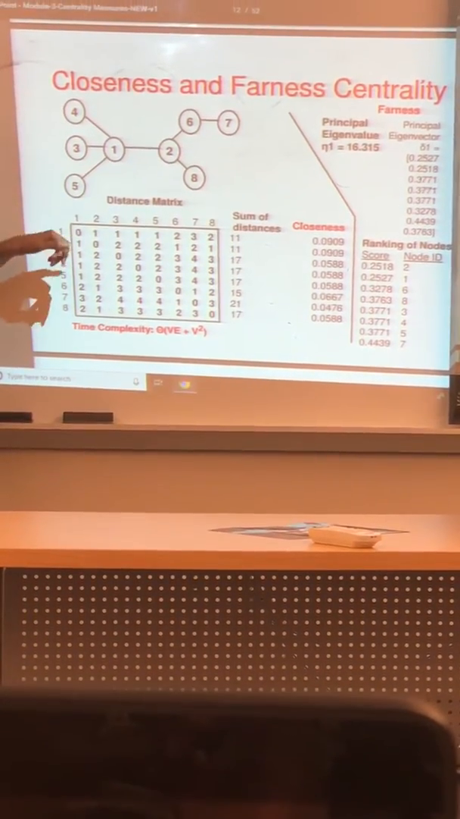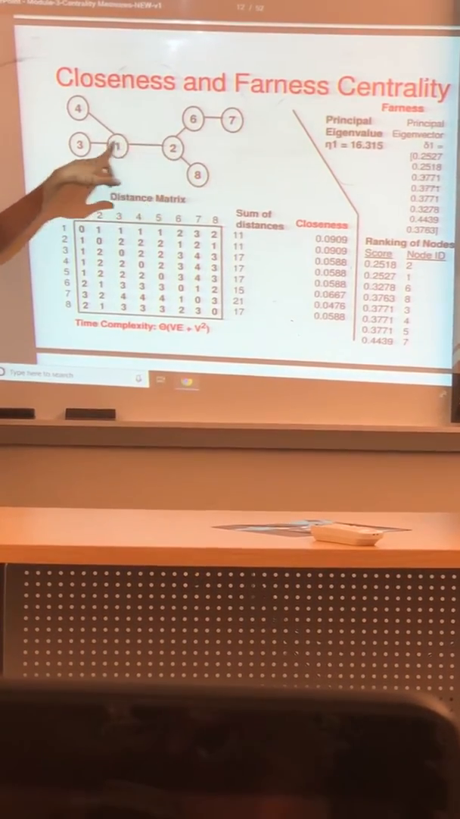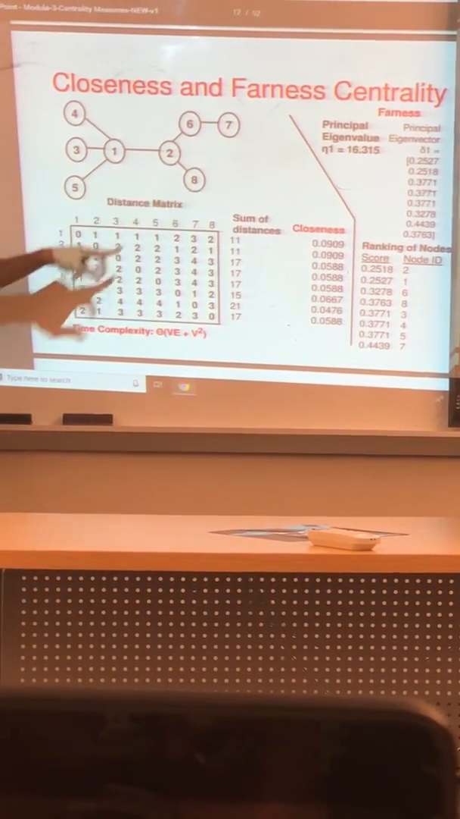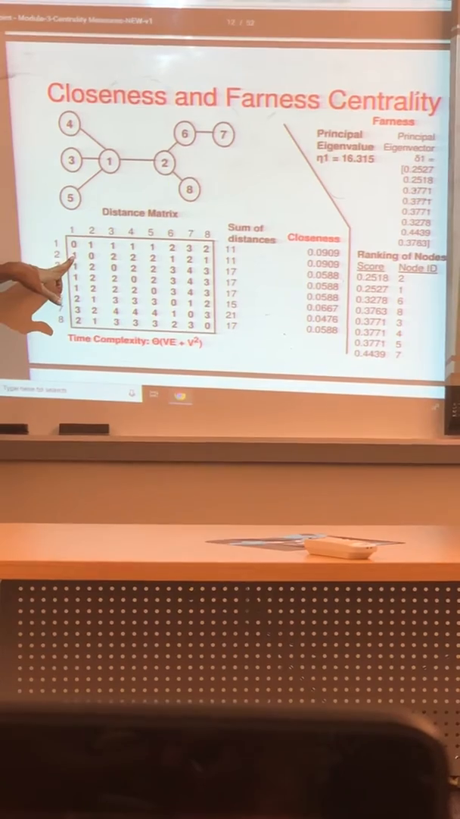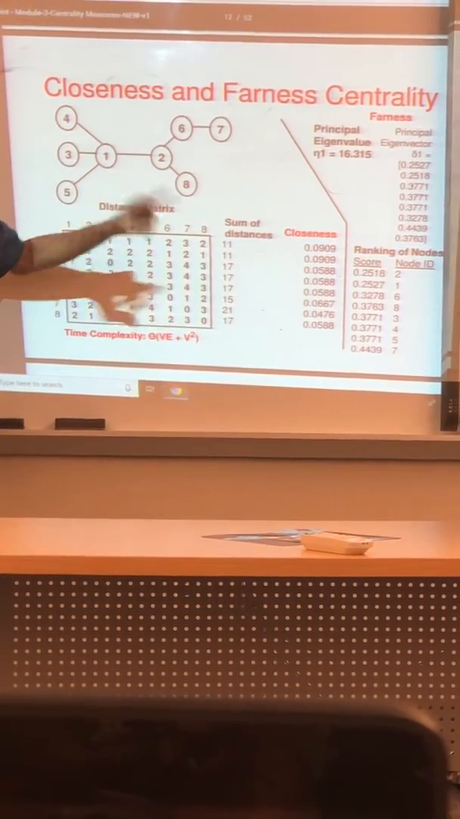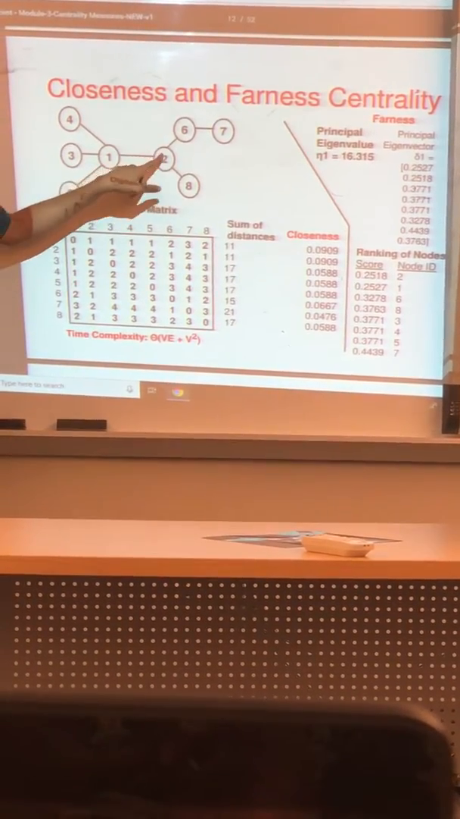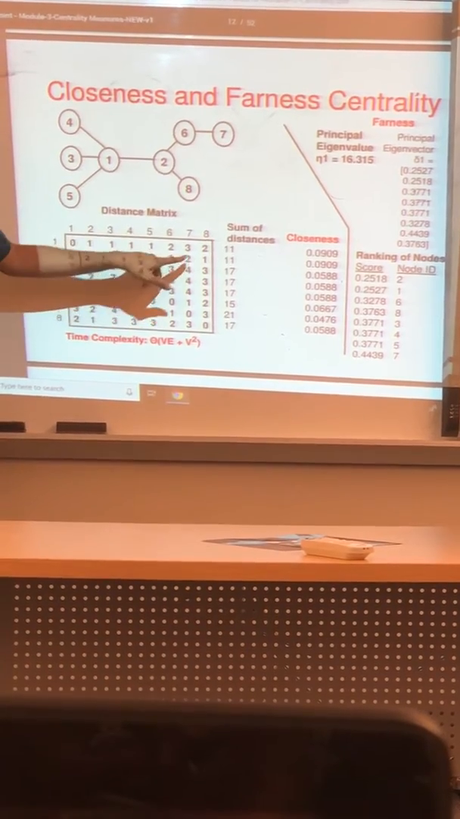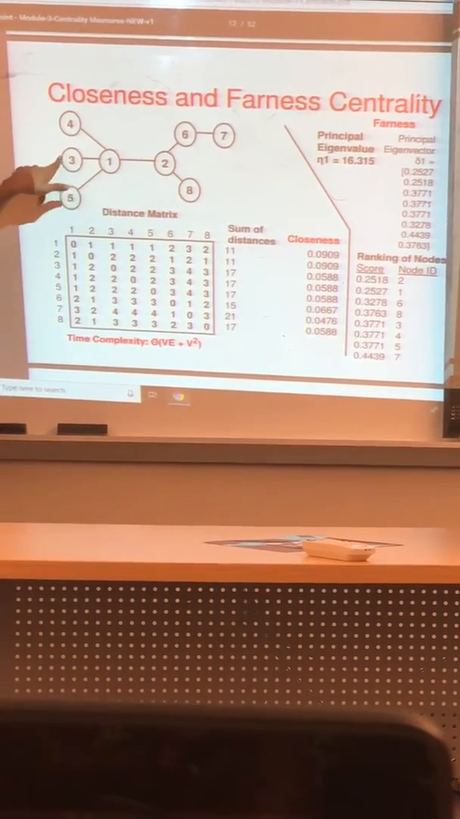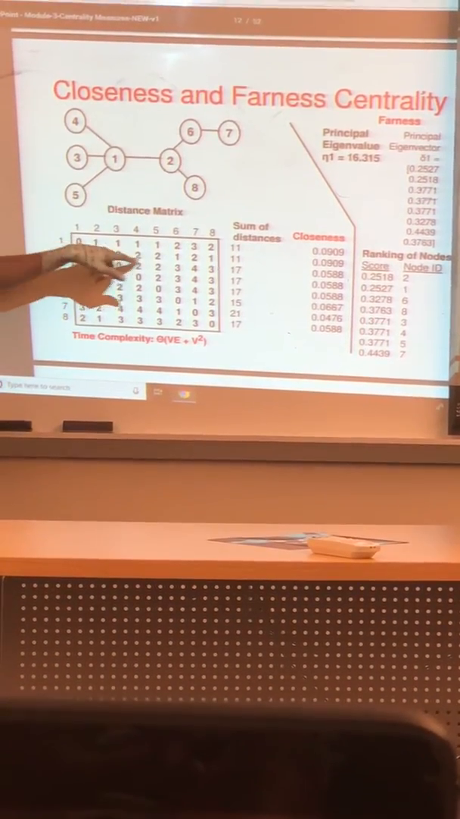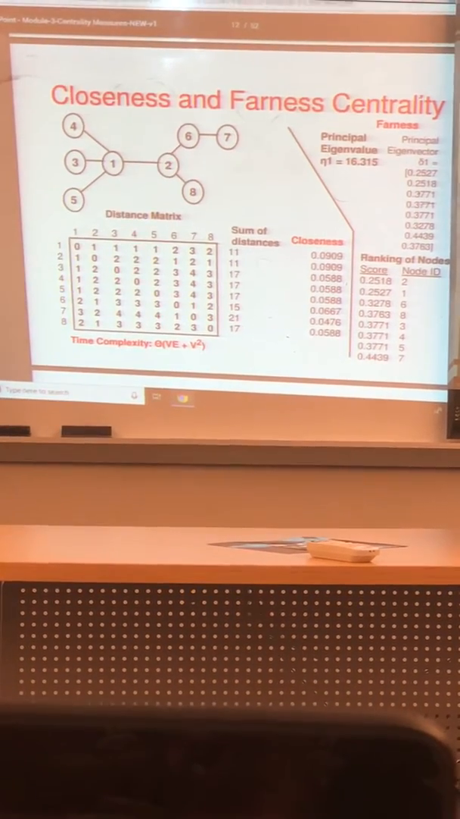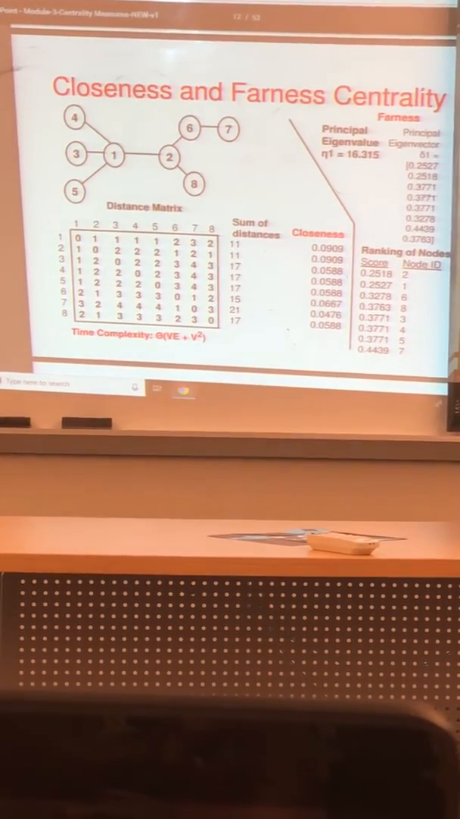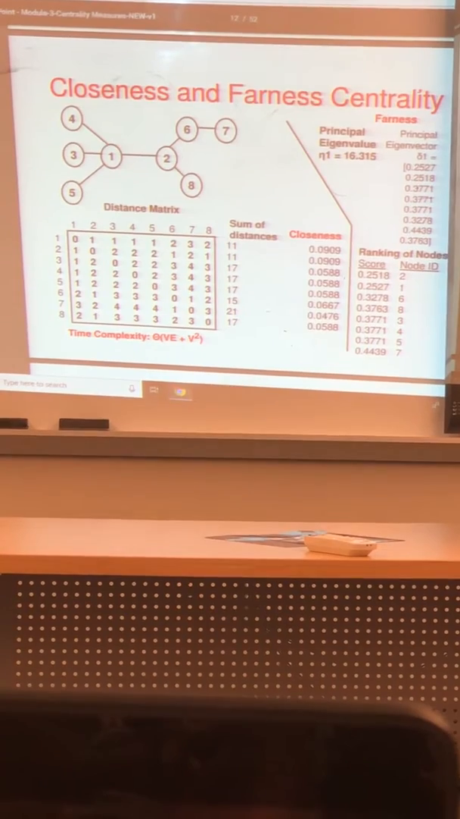Okay. So for vertex 2, vertices 1, 6 and 8 have distance 1. Then to 7 you have distance 2. Then also to 3, 4 and 5, you have distance 2. So that's the number of edges on the shortest path from vertex 2.